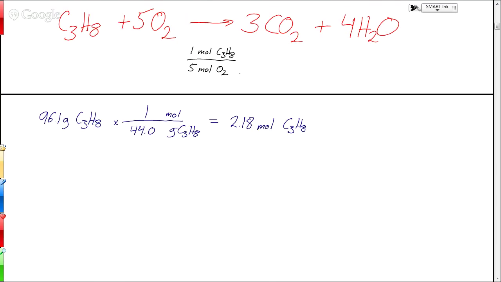So we can say 2.18 moles of propane, and then multiply it by a conversion factor that takes us from moles of propane to moles of oxygen. Our equation tells us what numbers to put in there, and it tells us that we need 5 of these for every 1 of these. So in this example, the effect is the same. We're multiplying by 5. And that's going to give us 10.9 moles of oxygen.